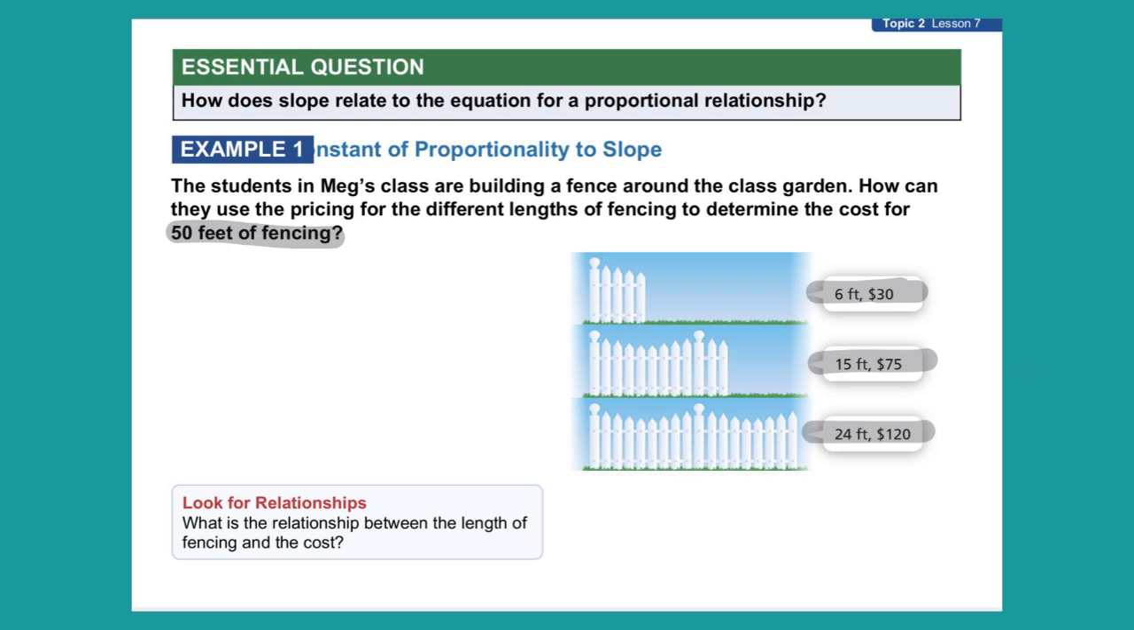Now, as a little bit of a review, let's think back to unit rate. So in unit rate, we simply would have taken the money divided by the feet. So this looks like it's $5 per foot. So I almost feel like we could just take 50 times 5 and get our answer. But this lesson has to do with slope and not unit rate. So let's move on.